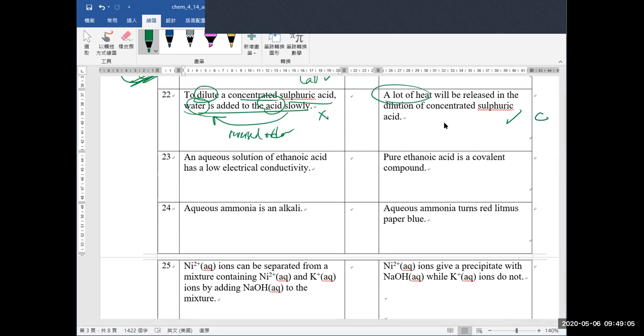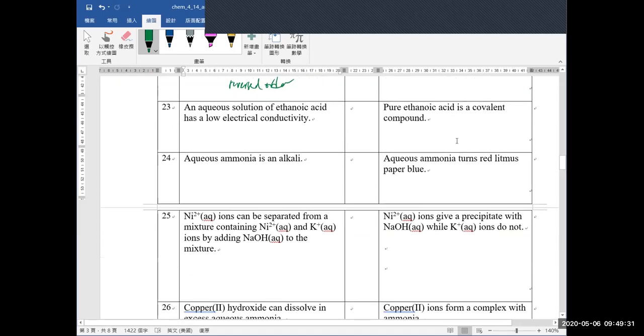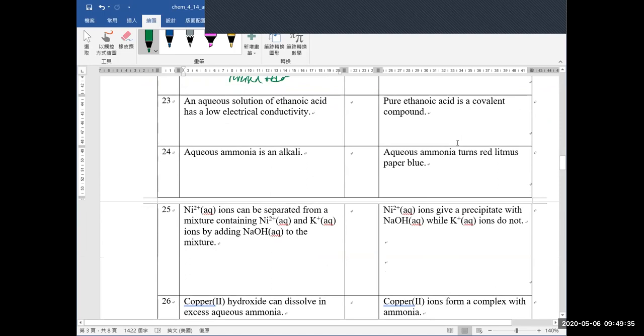23. Sam's up. An aqueous solution of ethanoic acid has a low electrical conductivity. Pure ethanoic acid is a covalent compound. Lei Tong, 23, 24. And 25, Cyrus. Hi, Samson, are you here? Lei Tong.